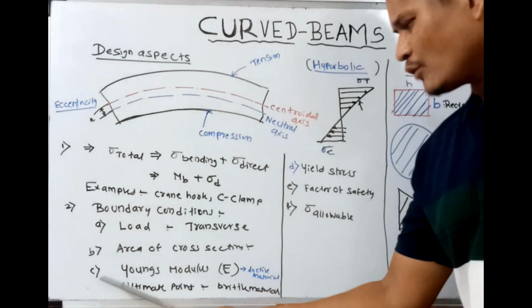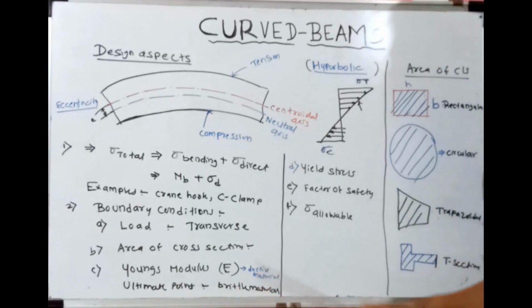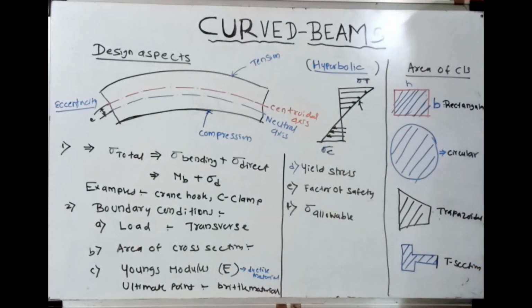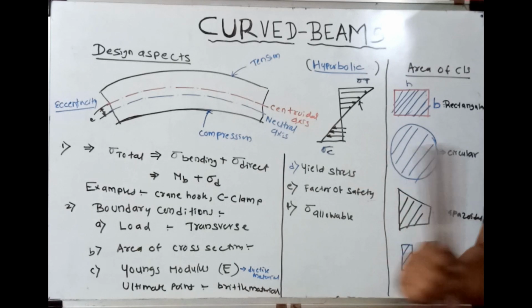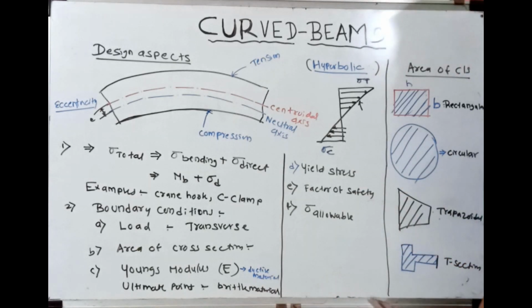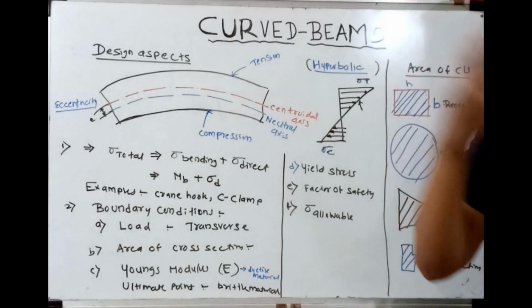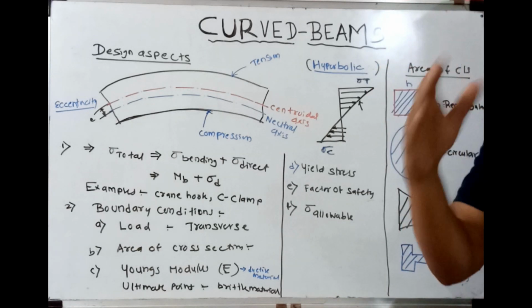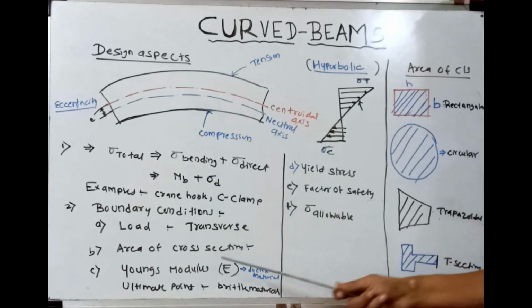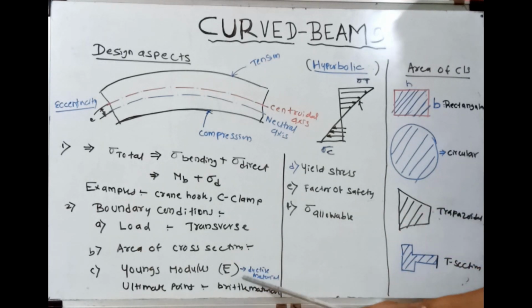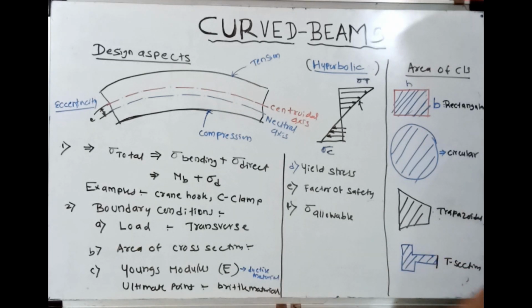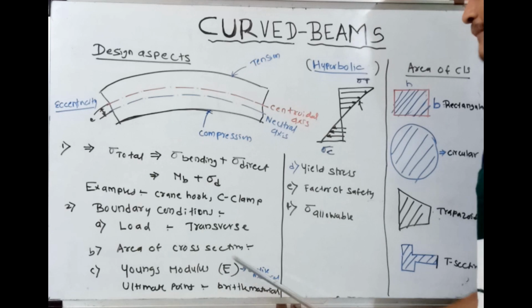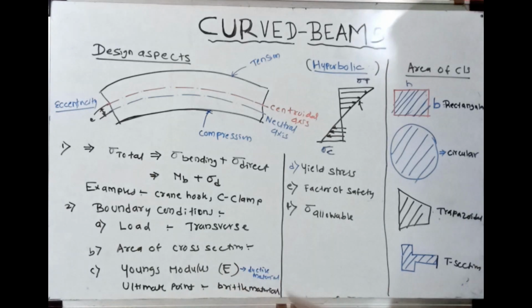The third thing you consider while designing a curved beam is the Young's modulus. Young's modulus is applicable for ductile materials. However, when I want to design a brittle material, it is the ultimate point that you take into consideration. This is one of the objective type questions you are going to face when writing competitive exams or cracking GATE. So, it is the Young's modulus for the ductile material, however the ultimate point for the brittle material.